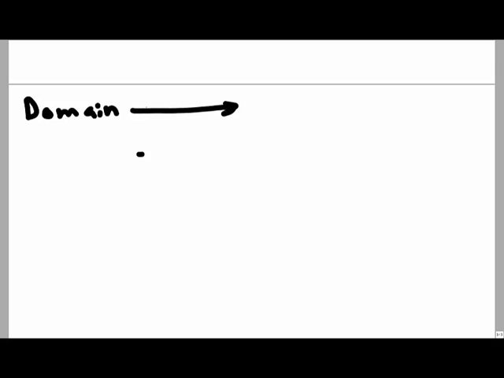Domain is horizontal movement, meaning what's going on with my x-axis, so what are my possible values of x. And then my range are my y values. So my range are my possible y values.